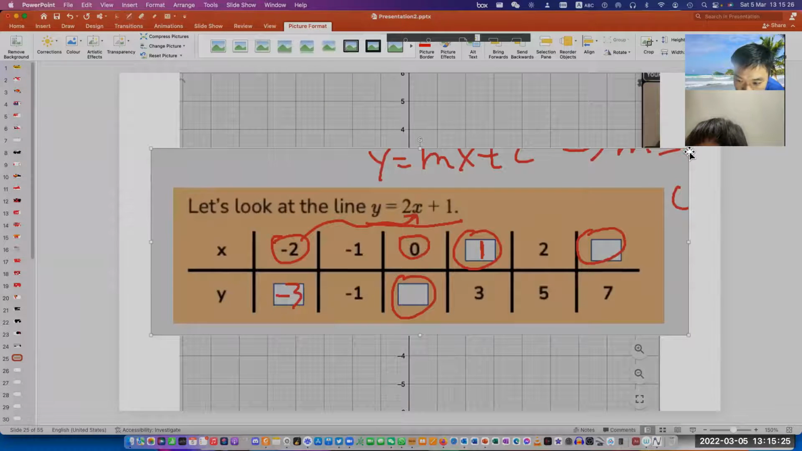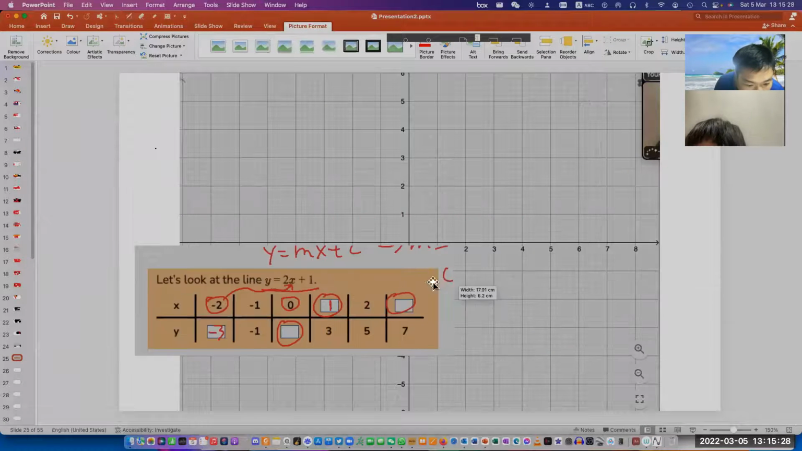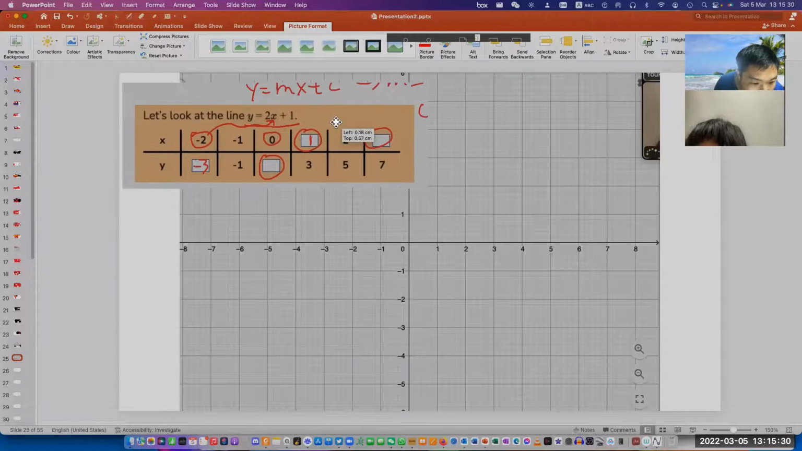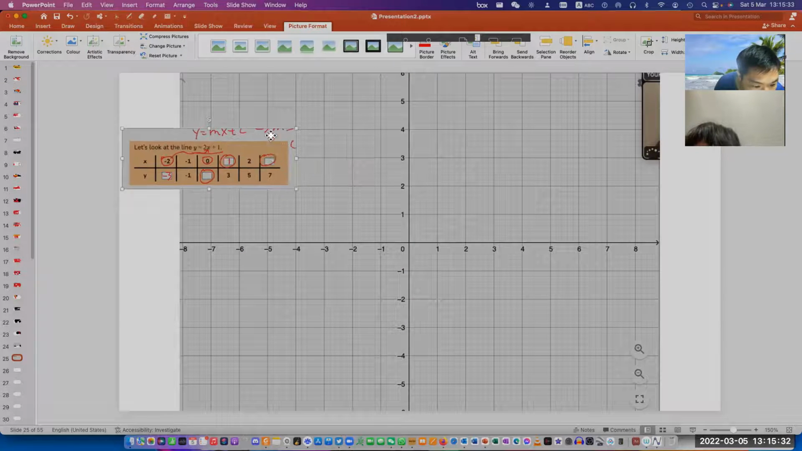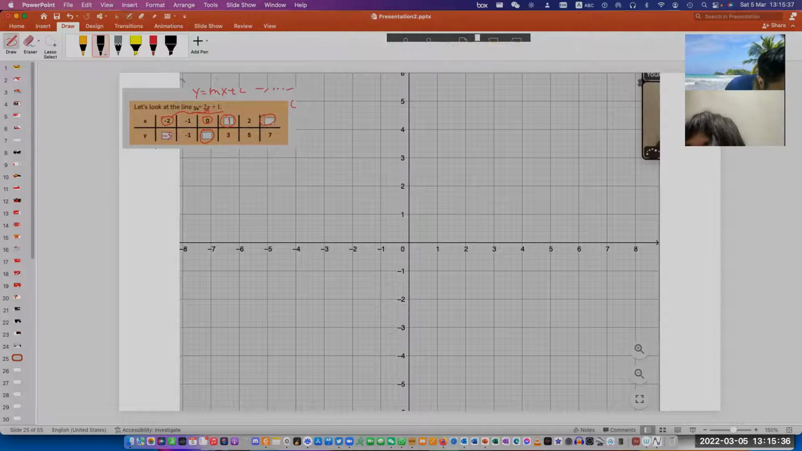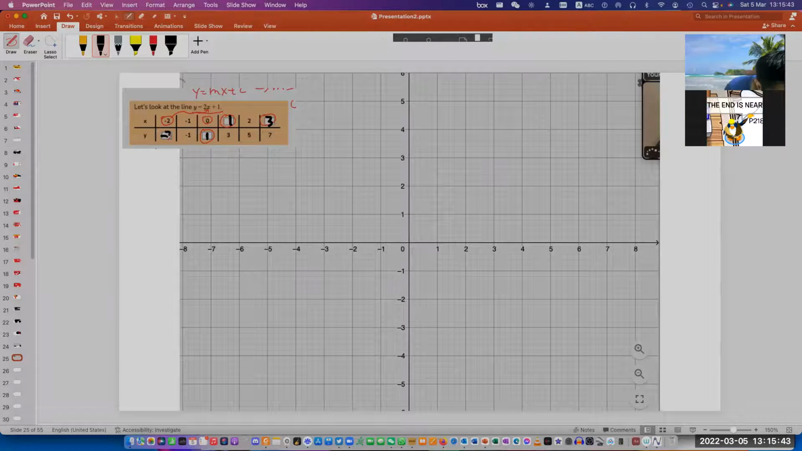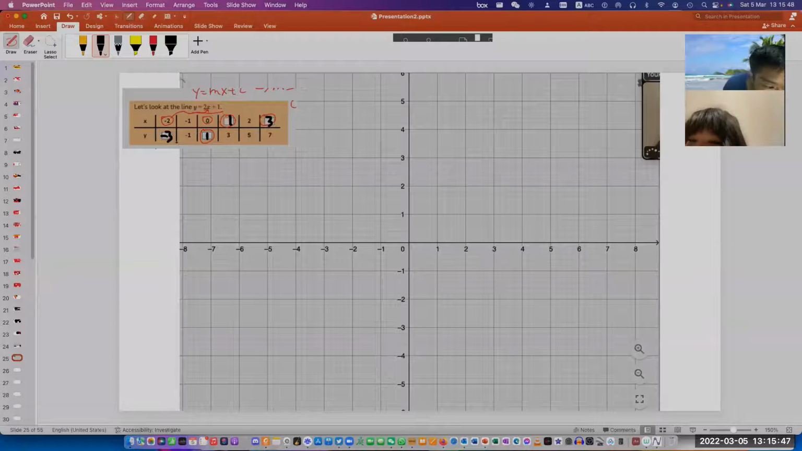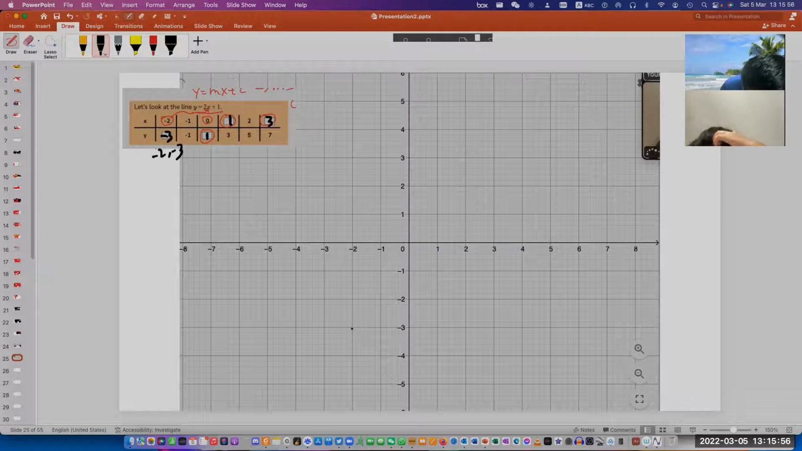This is called a table. This is the table for the line y equals 2x plus 1. So I need to fill up the blanks. This is 0, then this is 1, this is 3, this is 1, and then this is minus 2. With this table, I need to plot the points. The first point is minus 2 and minus 3. That's how you read it: x comes first, then y. So minus 2, minus 3 is here.